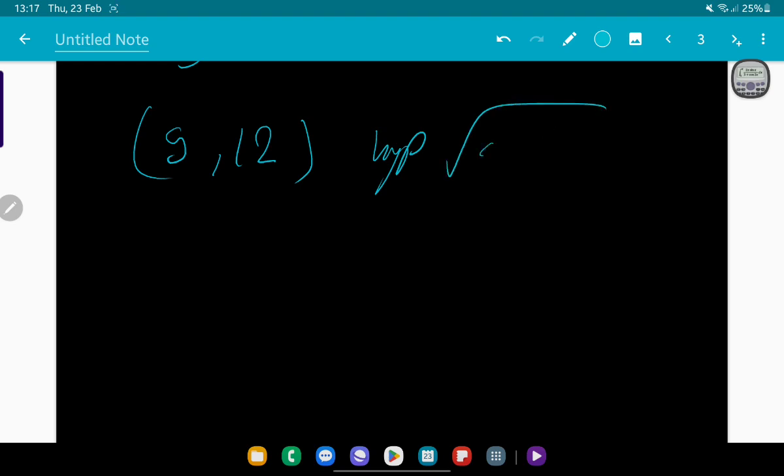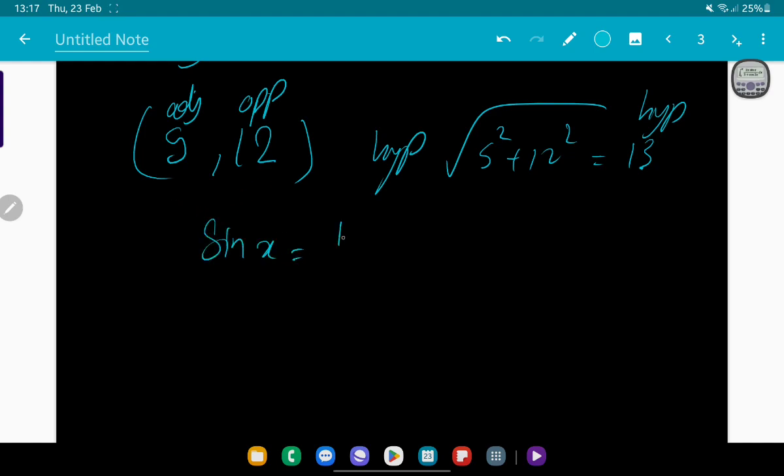A different example, for example 5 and 12. You need the hypotenuse first, root of 5 squared plus 12 squared, it's 13. Now you have the adjacent and the opposite, it's always the opposite here and adjacent here. Now you can find sine x, it's 12/13. Cosec x, it's 13/12, and so on.